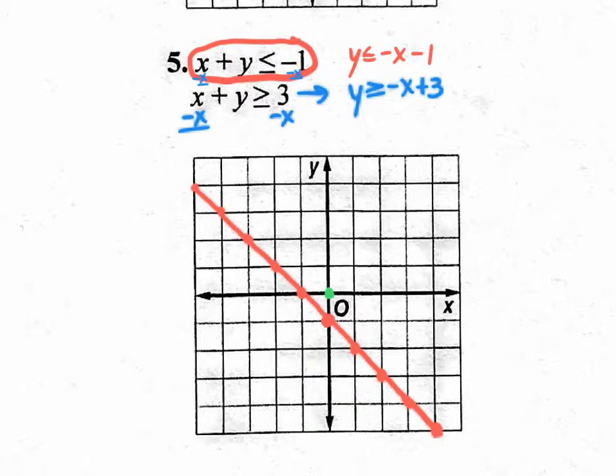I want to go with the original, plug in a 0 for x, and also a 0 for y. 0 plus 0 is 0, and that will say 0 is less than or equal to negative 1. What do you guys think about that? Is that true or false? False. So I shade in the other side. So I'm going to shade in the bottom side.